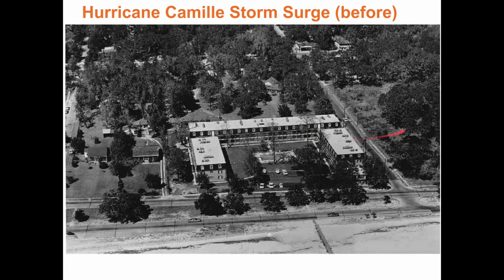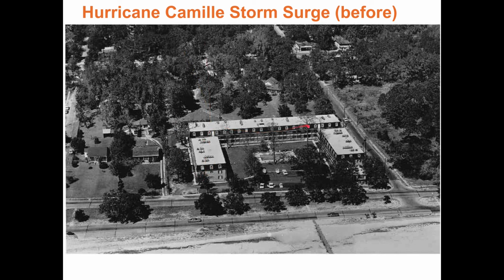Hurricane Camille. Camille is one of those names that's been retired. There will never be another Ike. There will never be another Katrina. There will never be another Hurricane Camille. Just like LeBron, they retire the jersey. They retire the name after an especially deadly hurricane.